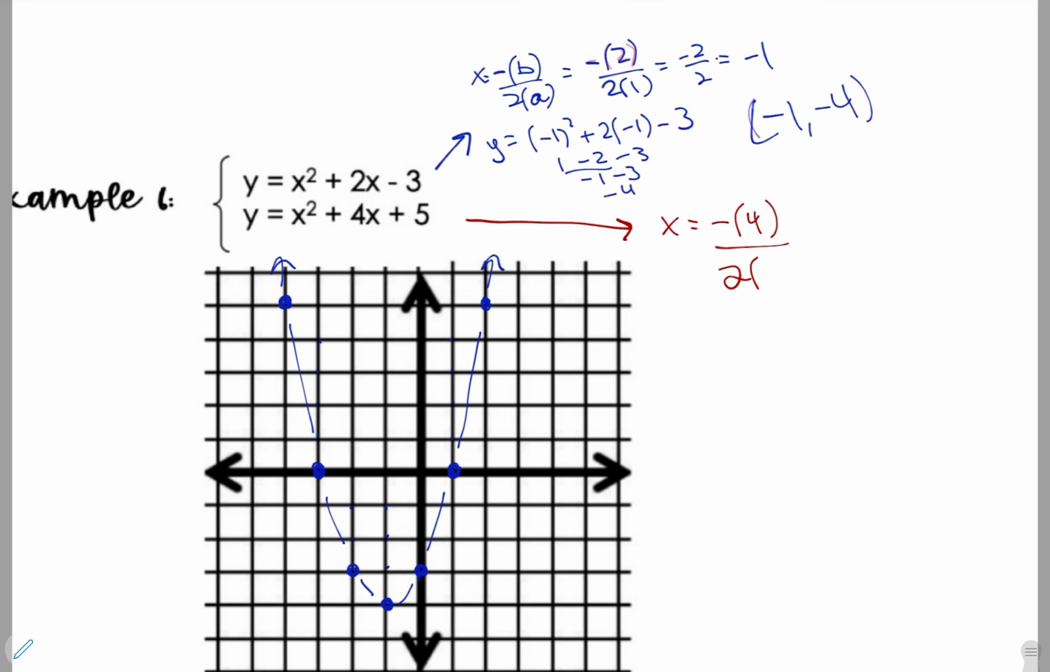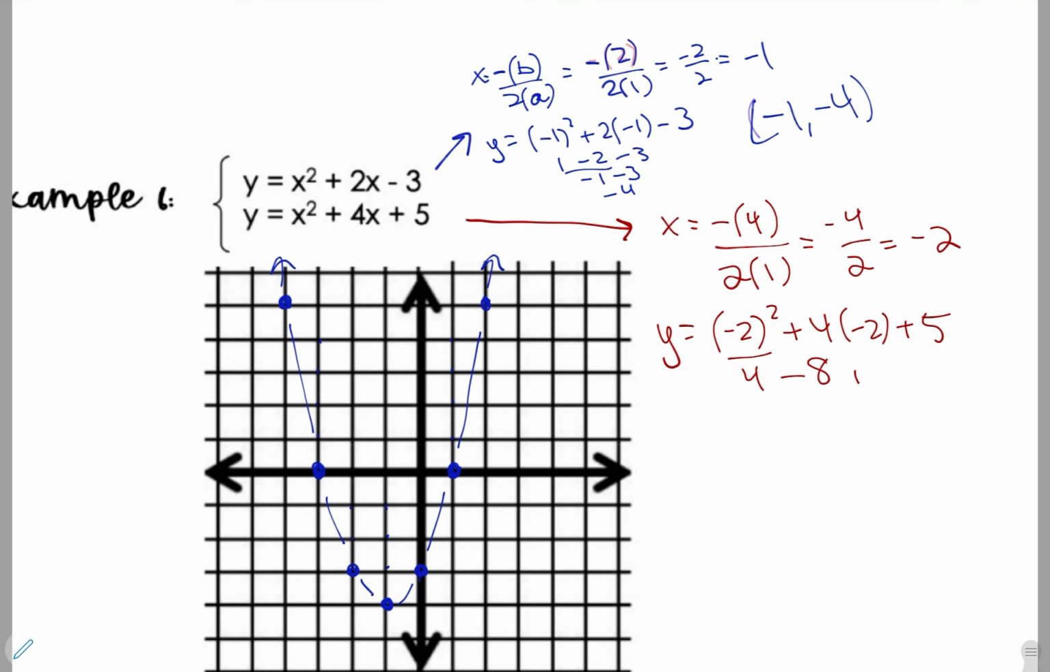All right. Now over here for this guy here, my vertex is going to be at negative 4 divided by 2a, which is negative 4 divided by 2, which is negative 2. And I plug that into the original, which is x squared plus 4 times x plus 5. And we end up with 4 minus 8 plus 5, which is negative 4 plus 5, which is negative 1. This one has a vertex at negative 2, negative 1.